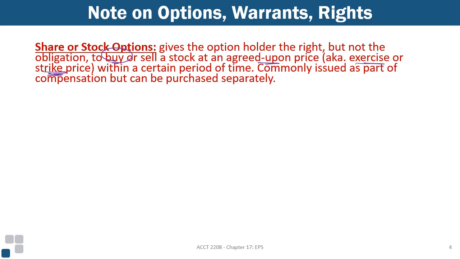All right, and now options are commonly issued as part of executive compensation, but they can be purchased separately, sometimes through the open stock market, right? So usually executives will receive stock options as part of a bonus, right? And executives, and employees as well, can then purchase shares at a certain price if they so choose.